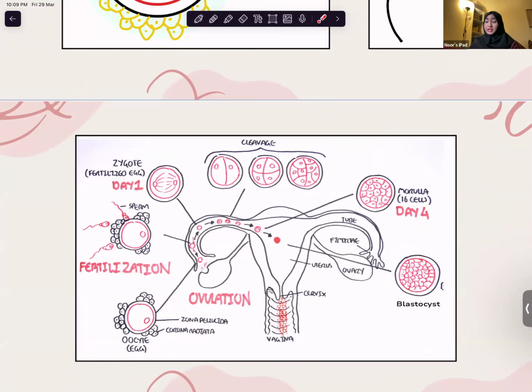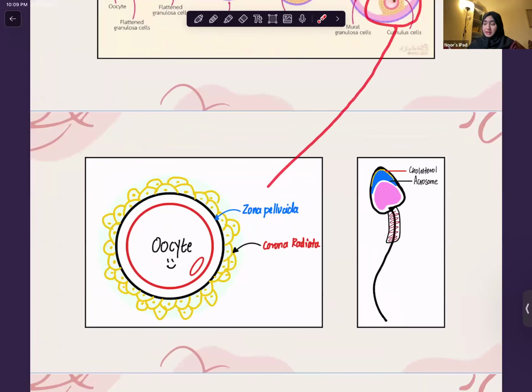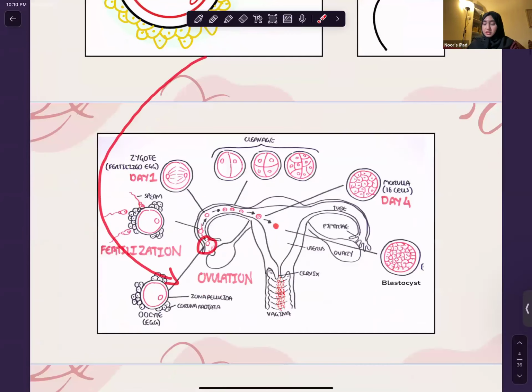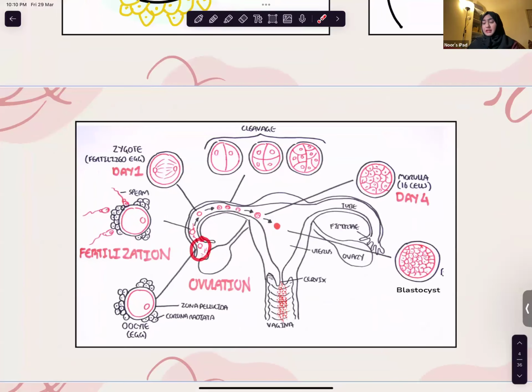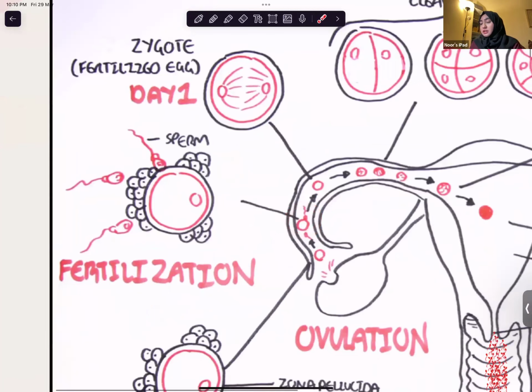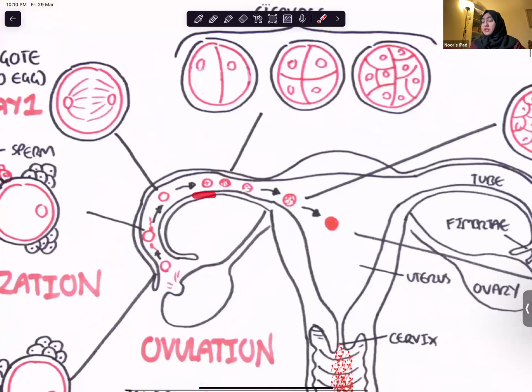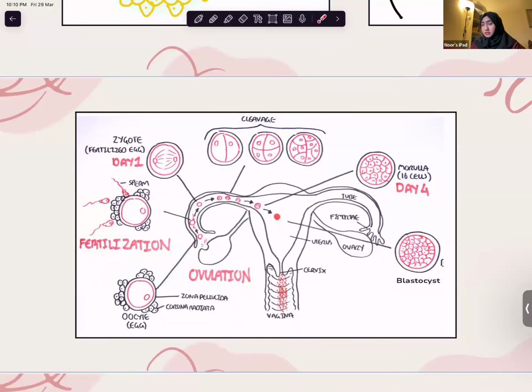So it's when the egg is released at ovulation. Remember when I was talking about this egg? It's basically this egg that's here during ovulation. That's the one that's being fertilized. So at ovulation, which typically occurs around day 14 or 15, the egg is fertilized. As you can see, there is a sperm here. The egg is being fertilized, and then there is cleavage. A zygote is formed, it undergoes cleavage, a morula is formed, a blastocyst is formed, and eventually it will be implanted.